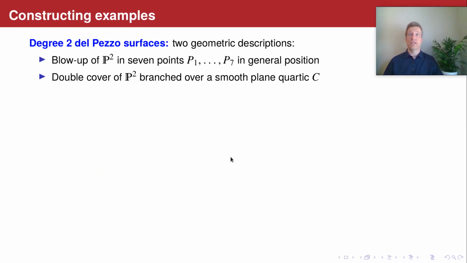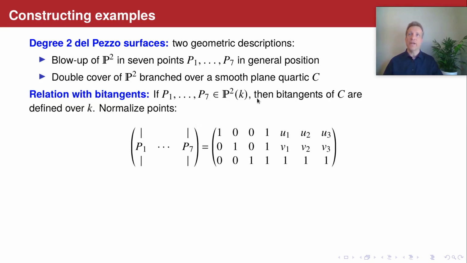In order to generate examples where we can apply these methods, we employ some classical algebraic geometry of degree 2 Del Pezzo surfaces. These surfaces have 2 geometric descriptions. One is as a blow-up of P2 in 7 points in general position, and the other is as a double cover branched over a smooth plane quartic. It's the second description that's of interest to us because that gives us access to the smooth plane quartic.